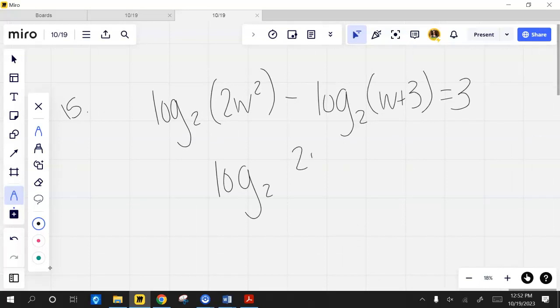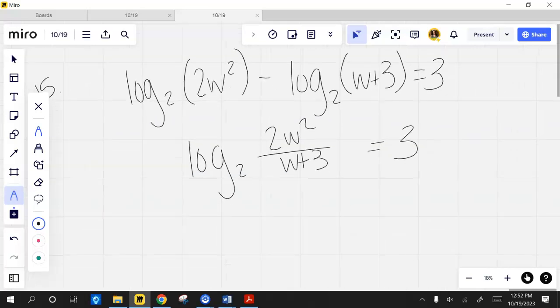I'm going to divide. So I condense down to just one log and then change the form. We did this one. And then butterfly it.